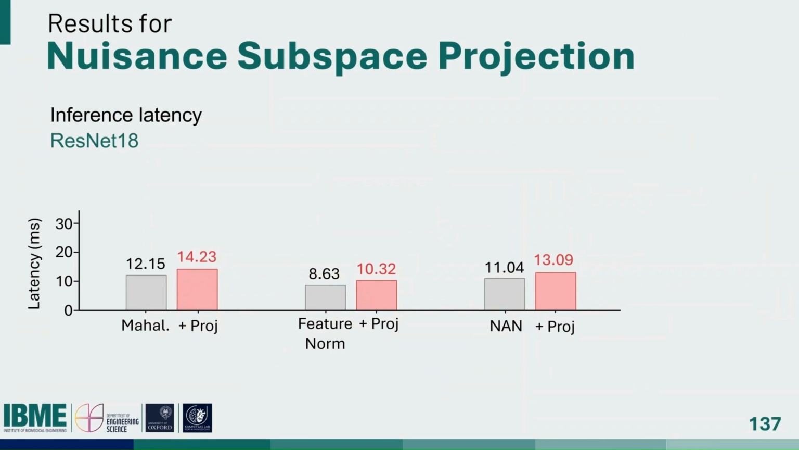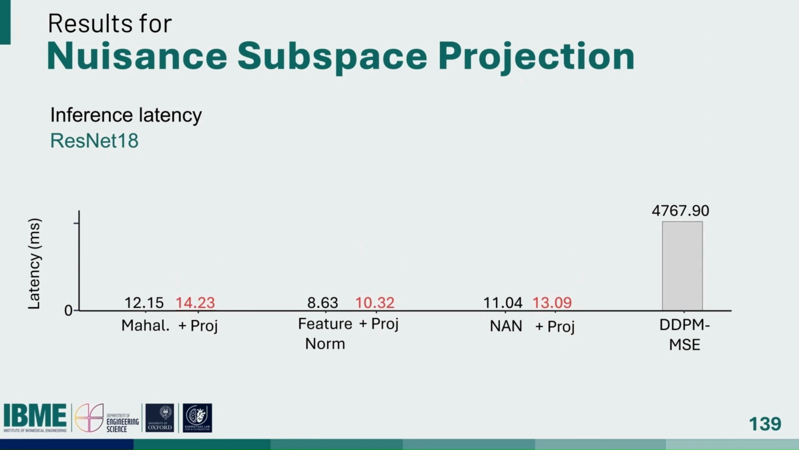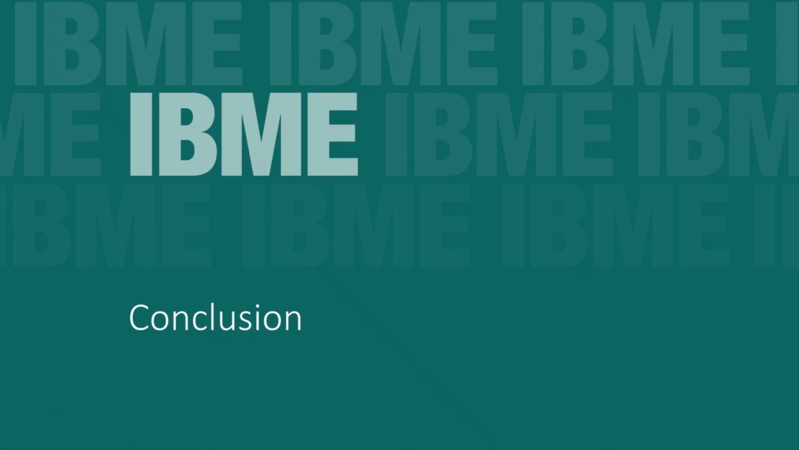One concern with the nuisance subspace projection is we're going to increase the inference latency. So we plotted here the latency on our ResNet for the method and the method with the projection. However, putting this into context, the inference latency is still much smaller than other approaches, such as our diffusion model approach shown here. So in reality, this concern is not a major concern for the application of this approach.